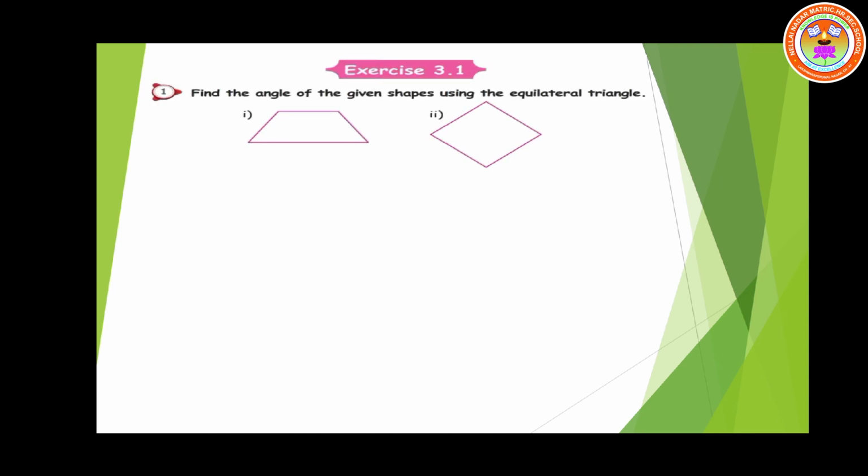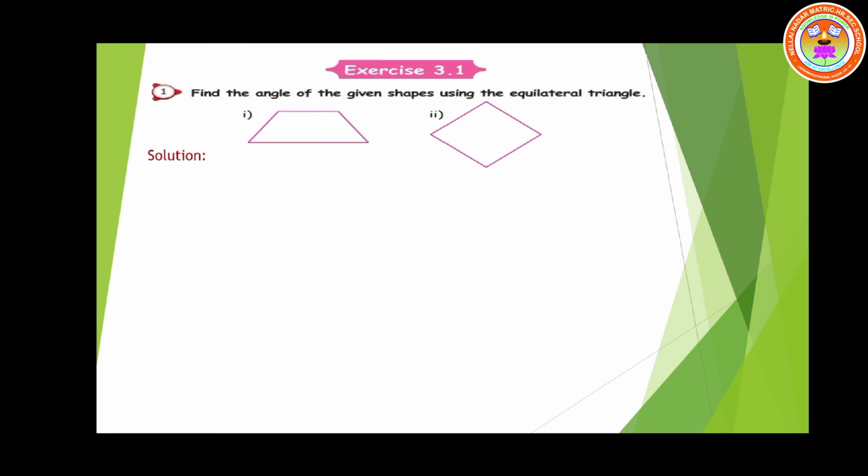Now we'll start the exercise 3.1. Here I am going to explain only the first sum. The notes I will send you for the second sum. We are going to do the first subdivision alone. Exercise 3.1. Find the angle of the given shapes using the equilateral triangle. So the first shape I am going to take.